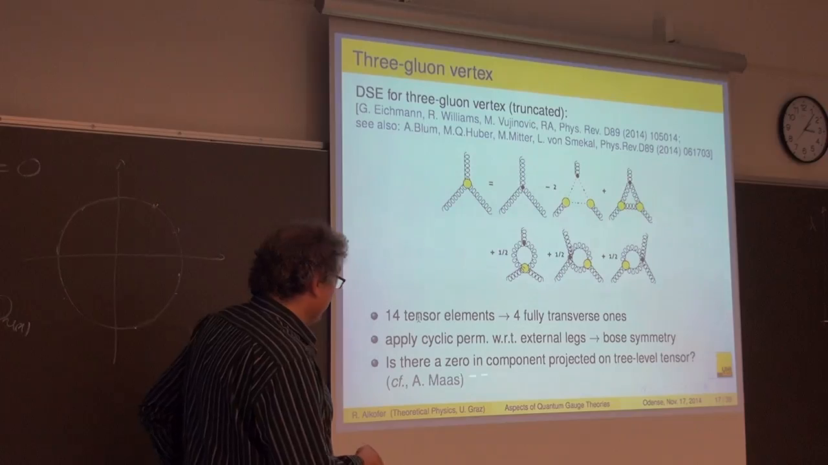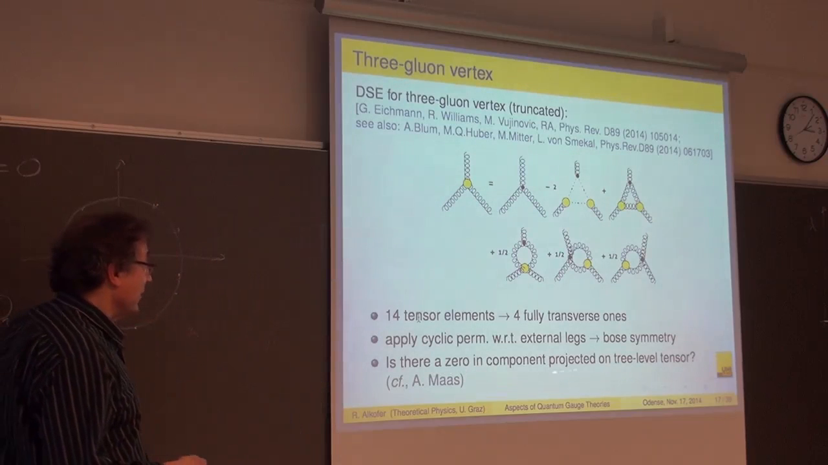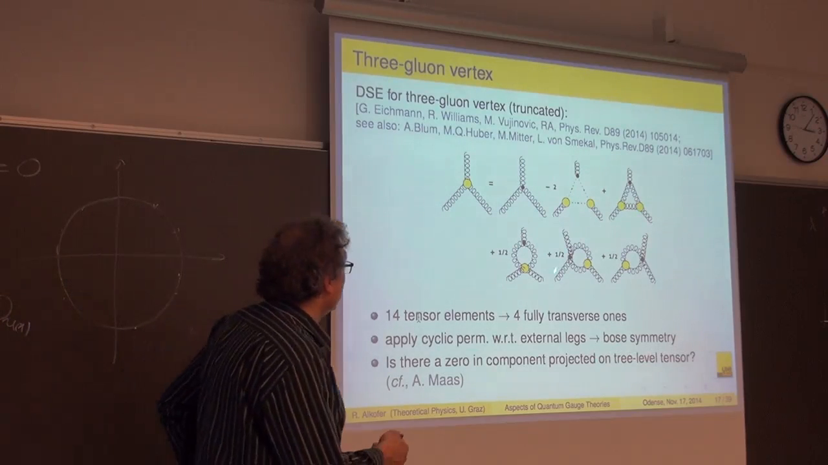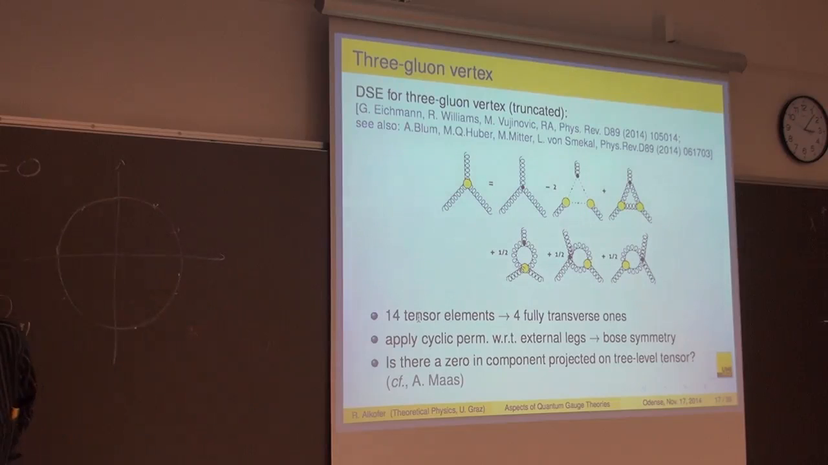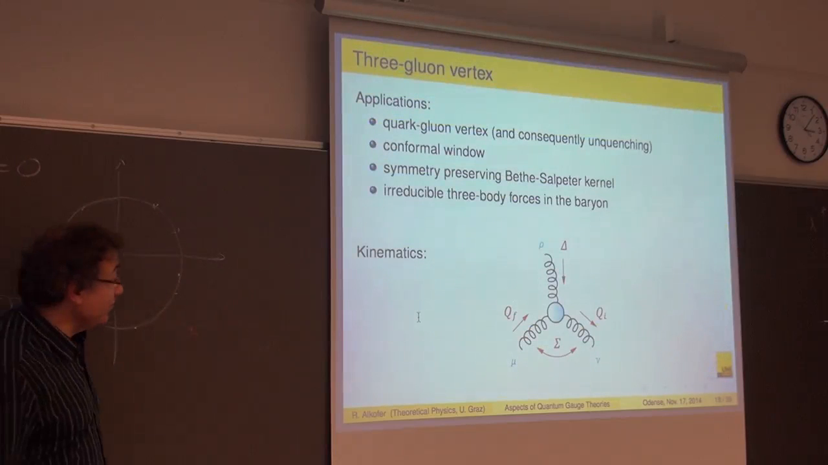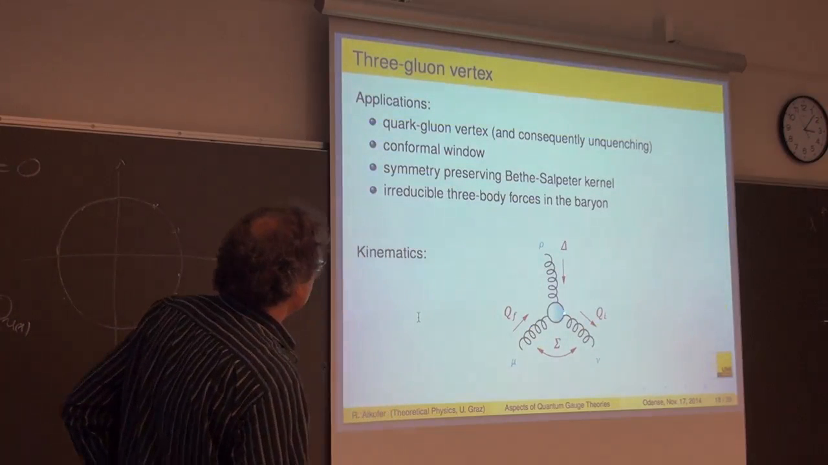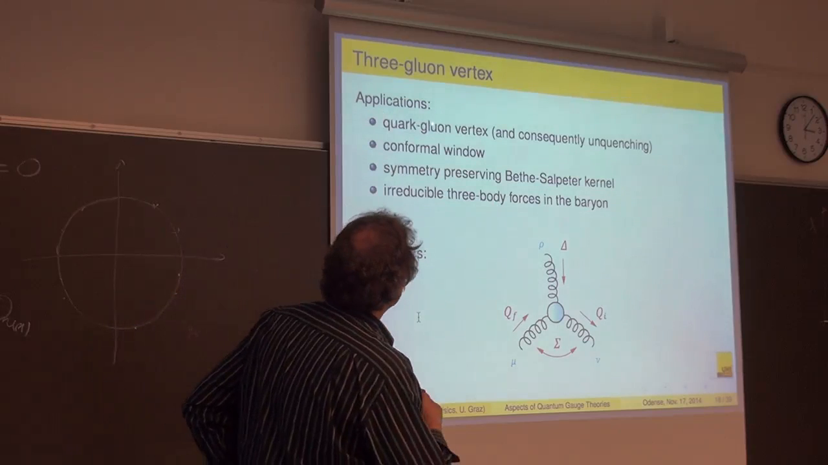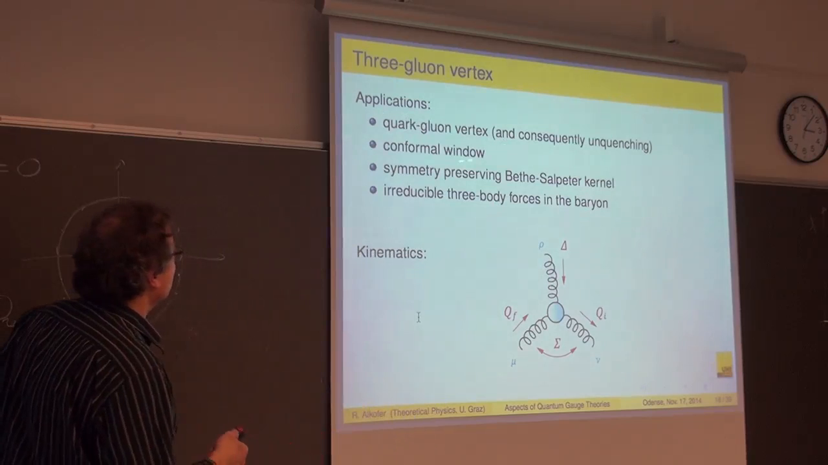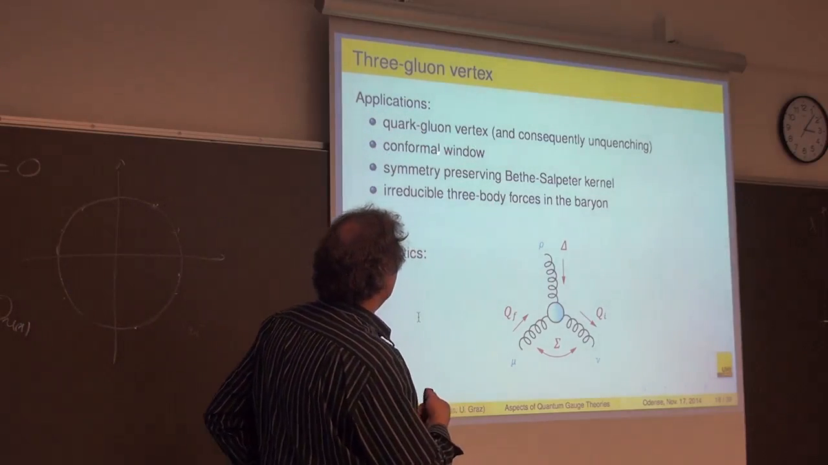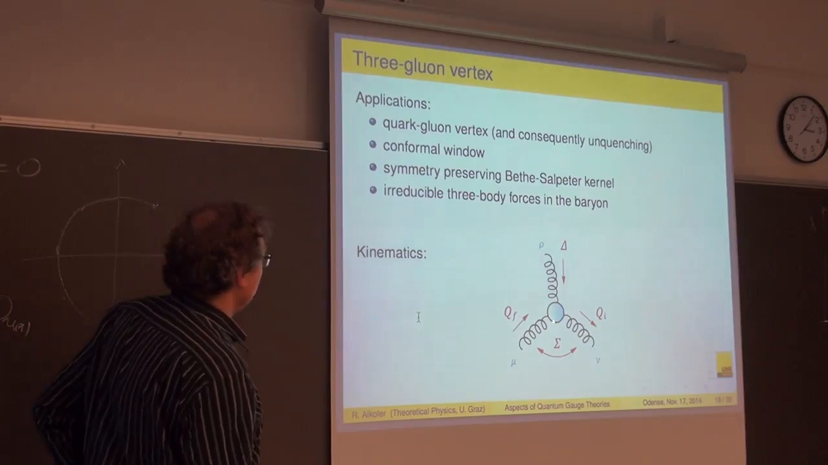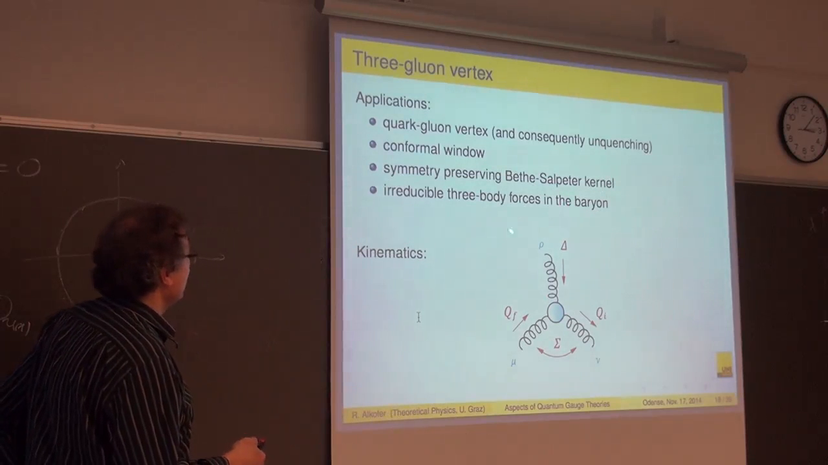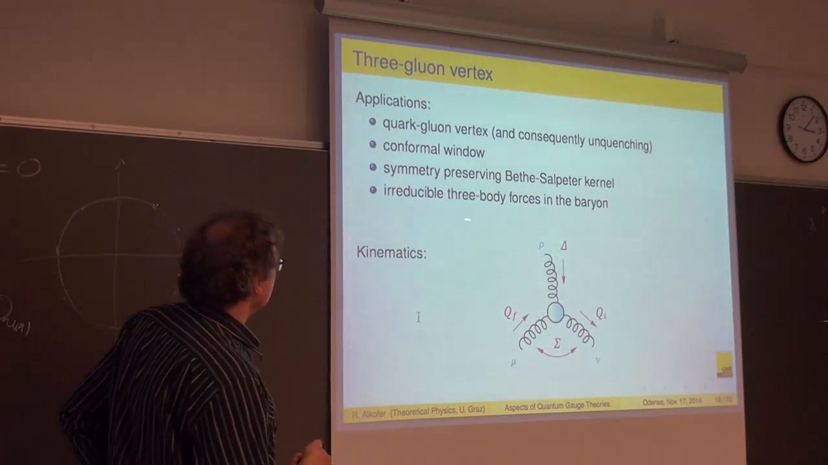And what we are aiming for was a hint given by a lattice calculation. If we project this equation back on the tensor which is already there at tree level, is there a zero? And actually, if you solve the system, we will see such a zero. And why do we want to know this? First of all, you will see that it's important for the quark-gluon vertex, so for every kind of unquenching. I will argue it's important for the conformal window. Milan will probably show you how you use this beast in the bound state equation, and especially in bound state equations for the baryons, it's the leading order term in an irreducible three-body force.